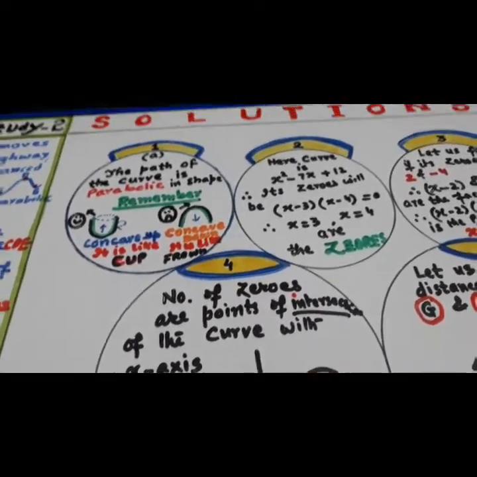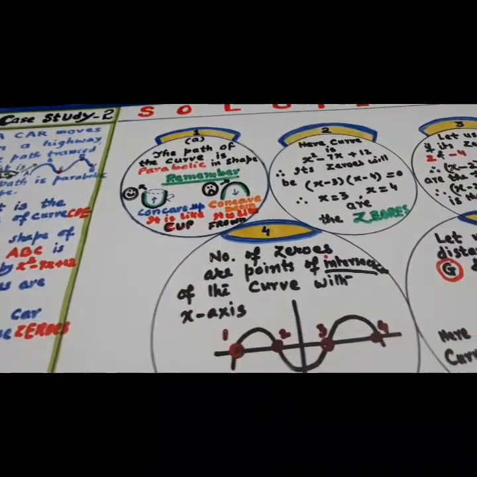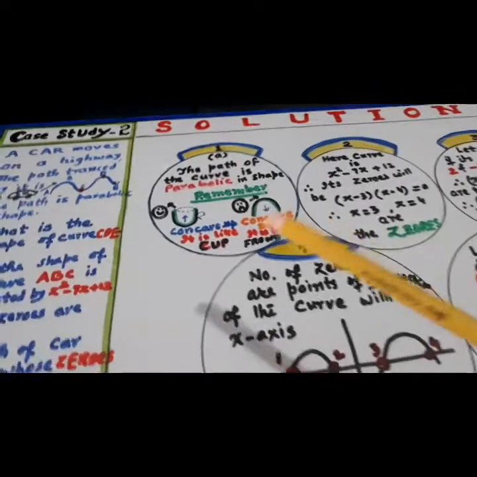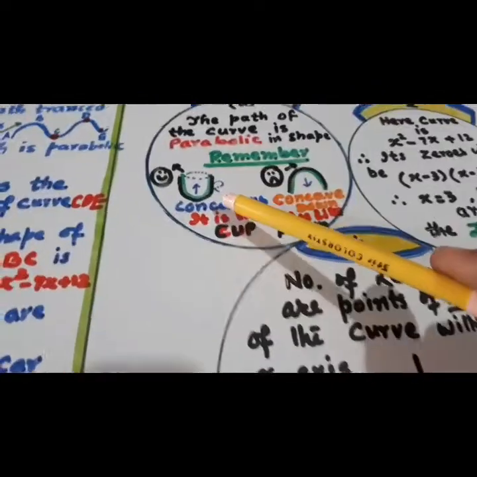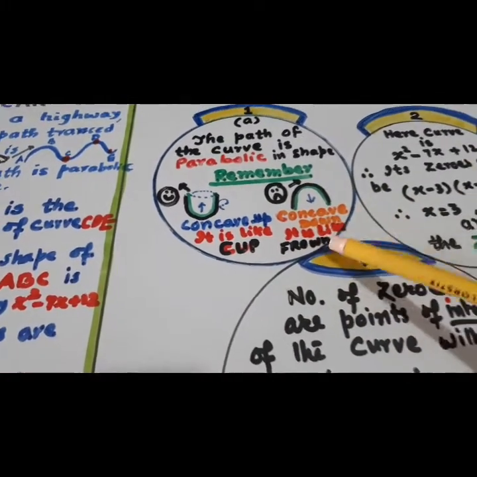I hope that you might have enjoyed this. This is very, very easy. And remember this mnemonic: when it is concave up, it is like a cup. When it is concave down, it is like a frown.